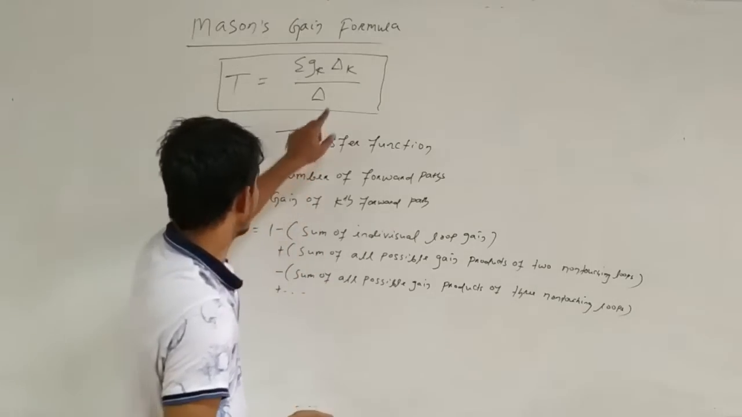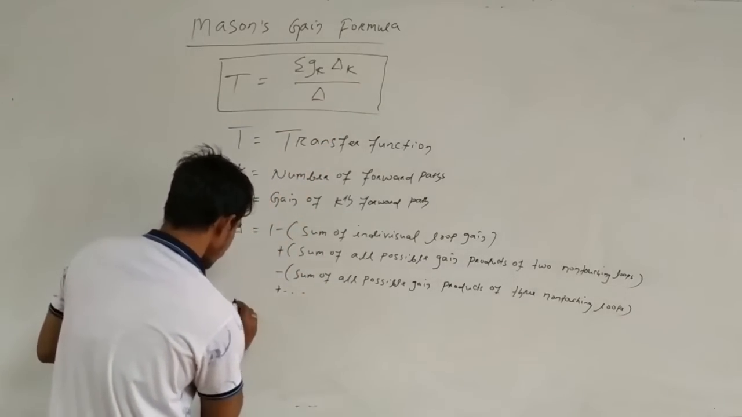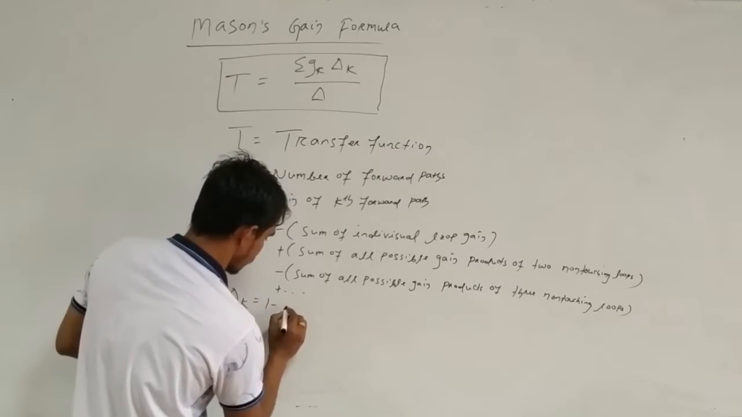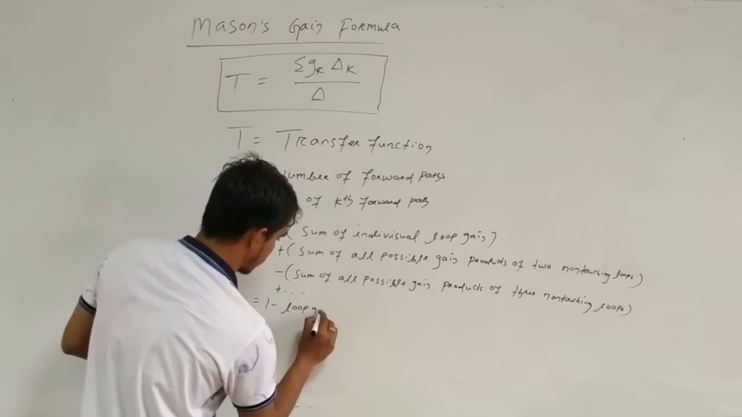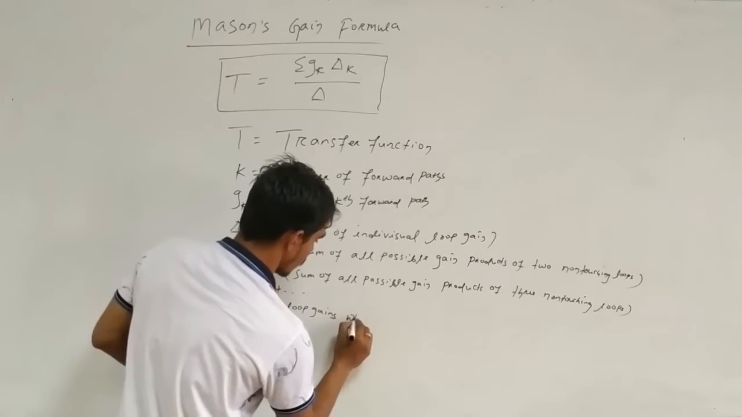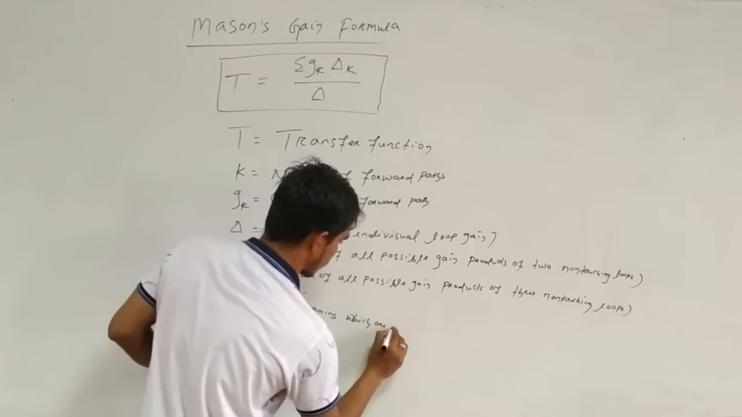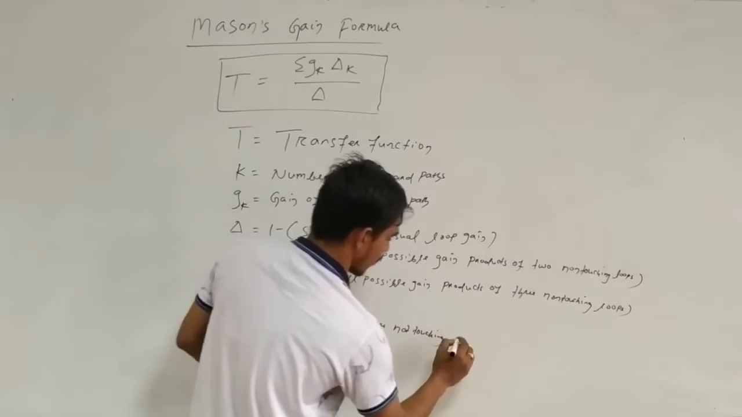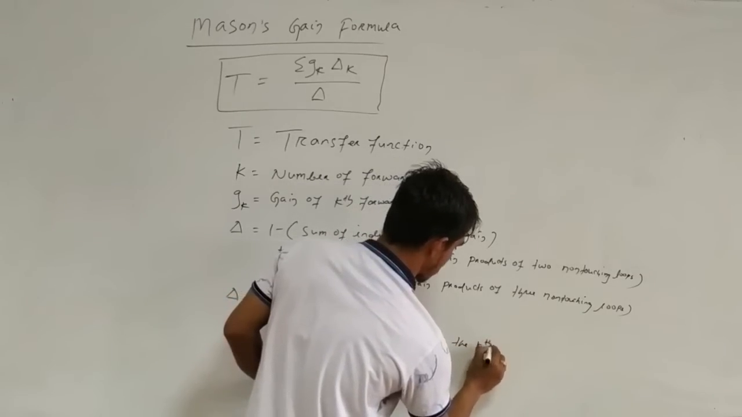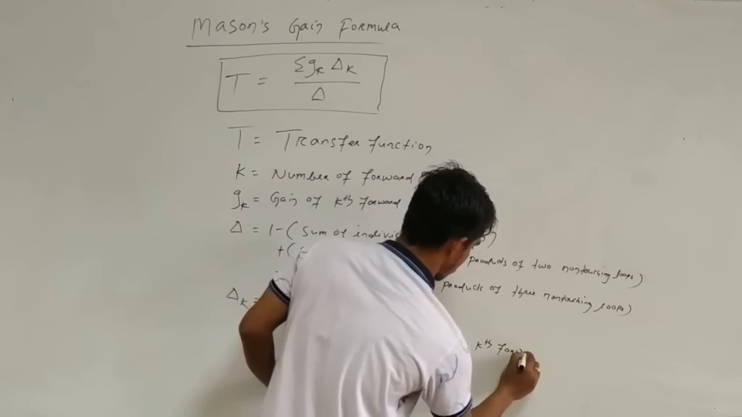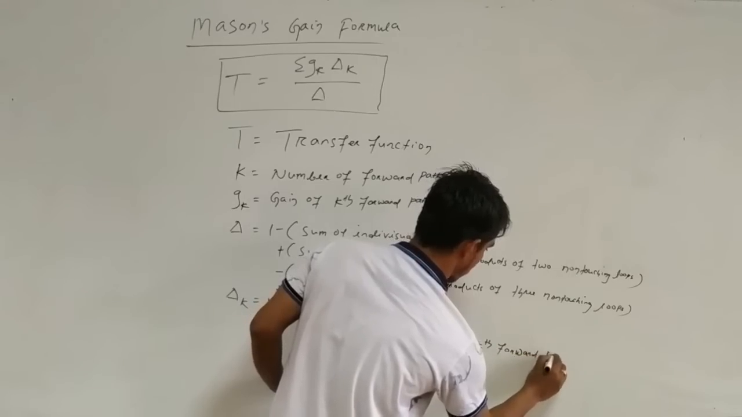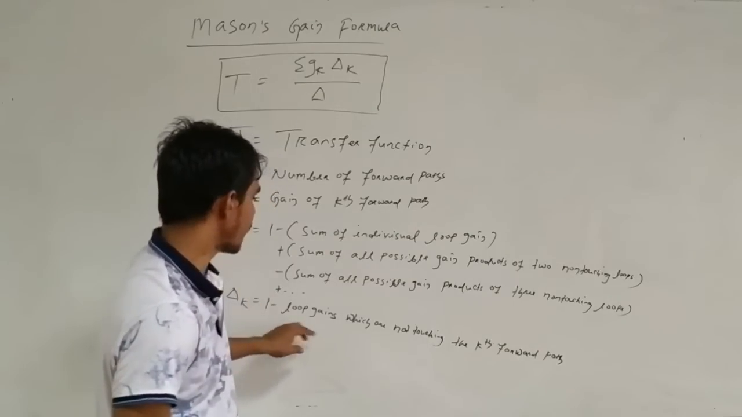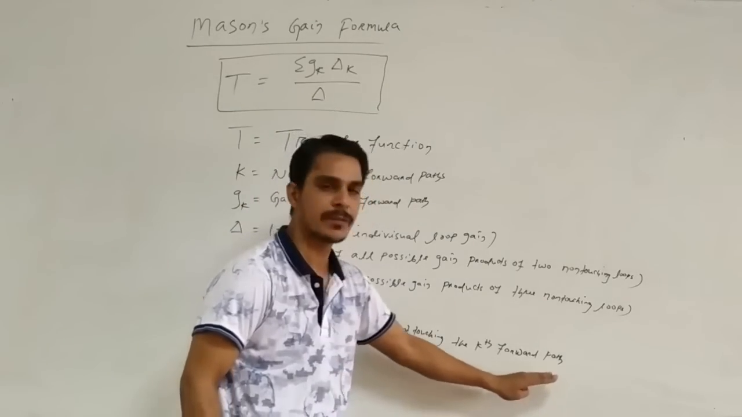And delta k is what? Delta k is 1 minus the loop gains which are not touching the kth forward path.